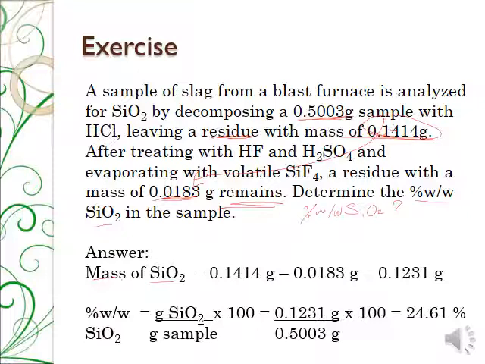Why don't we use this? Because this is the original sample. The sample undergoes decomposing first, and we use this in the second step to determine the weight over weight percent of silicon dioxide, which is the original mass here. So the difference here, divided by the original mass times 100, we can solve for the weight over weight percent of silicon dioxide.